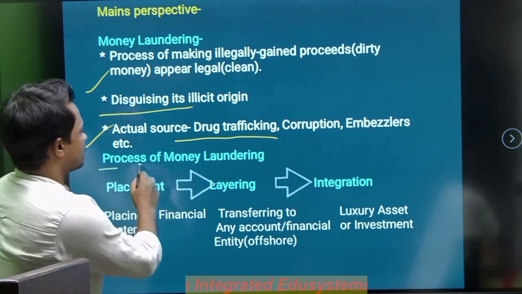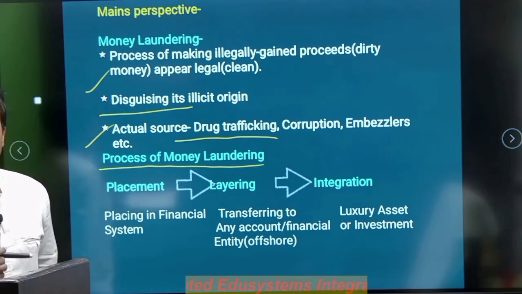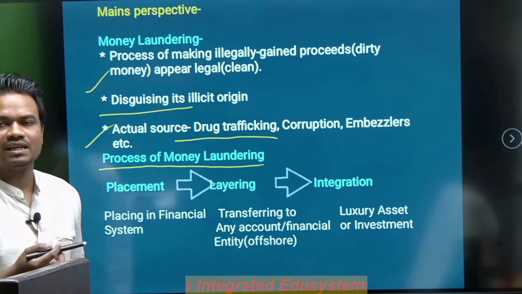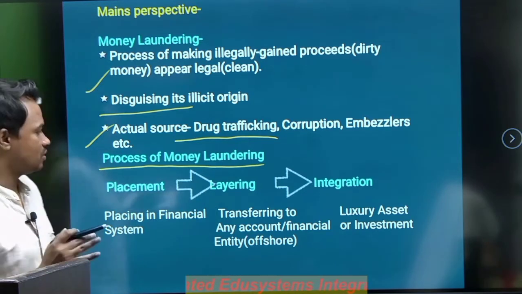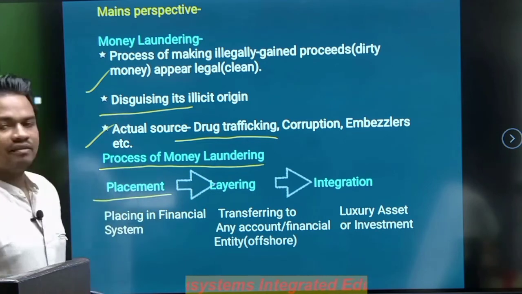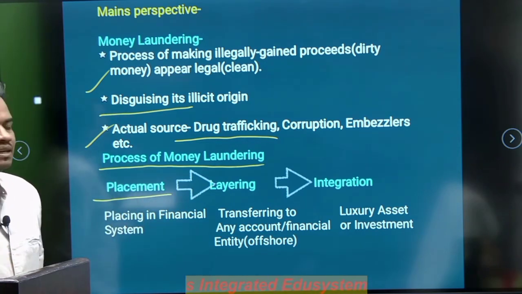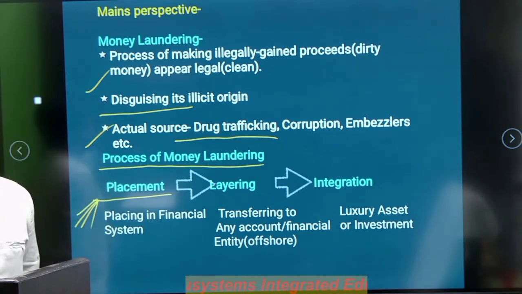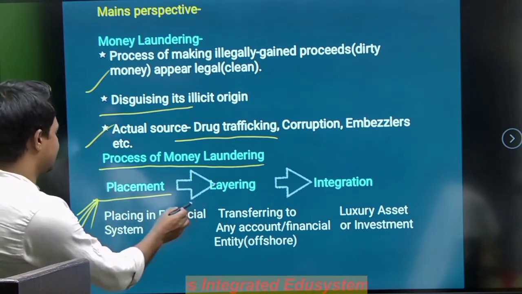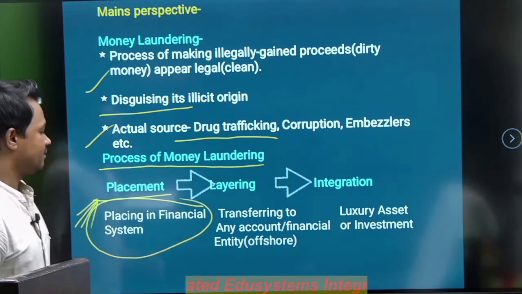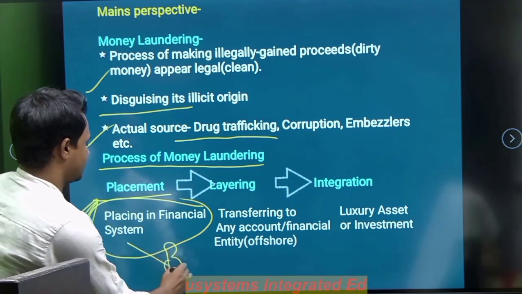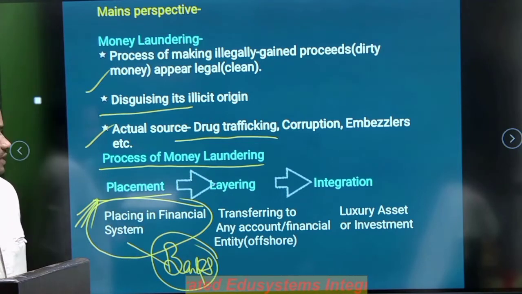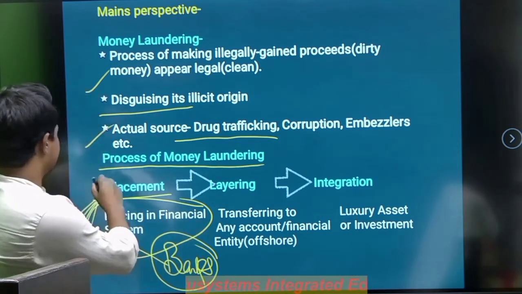Now, what are the processes of money laundering? This is important: how and through which processes is illegal money claimed to be legal? The very first thing is the placement. Whenever extorted or illegally gained proceeds arise, the first process of money laundering is the placement, that is placing it in the financial system. Financial system means depositing it in banks or any financial institutions. That particular process is known as the placement.